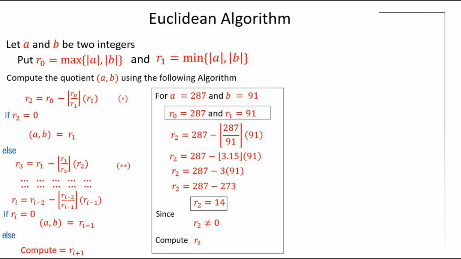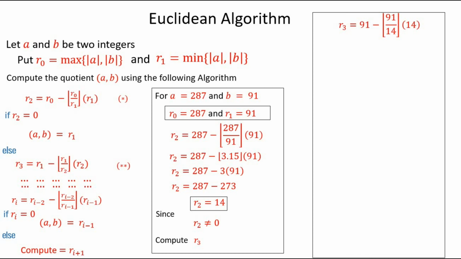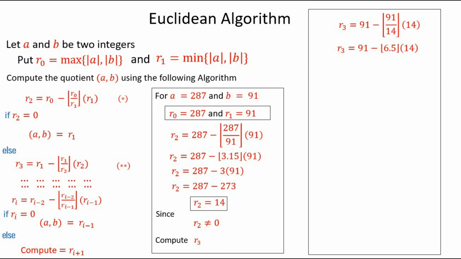To compute r3, put the values of r1 and r2 in equation double star. We get r3 equal to 91 minus floor of 91 over 14 times 14. 91 over 14 is equal to 6.5. Therefore, r3 equals 91 minus floor of 6.5 times 14. The floor of 6.5 is equal to 6.